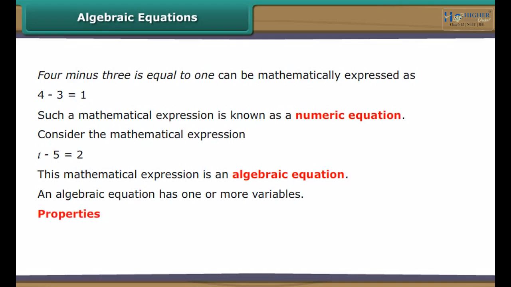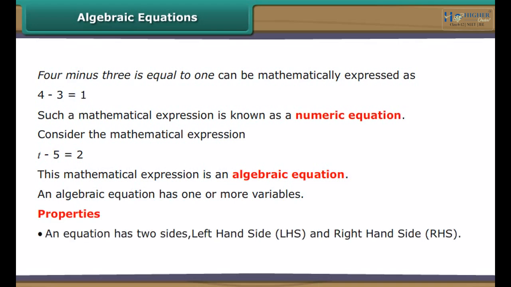An algebraic equation has one or more variables. Let us now look at two properties of equations. 1. An equation has two sides, left-hand side or LHS and right-hand side or RHS. 2. An equal to sign that equates the LHS with the RHS.